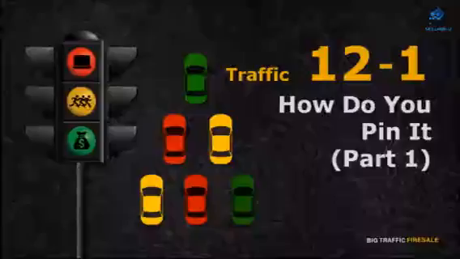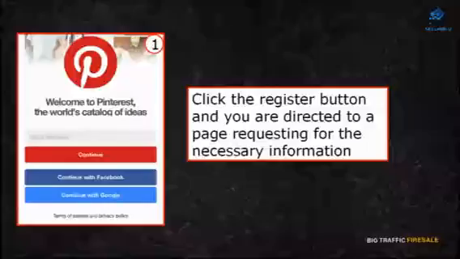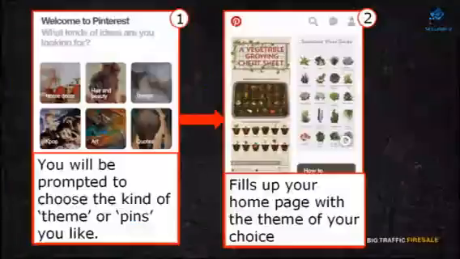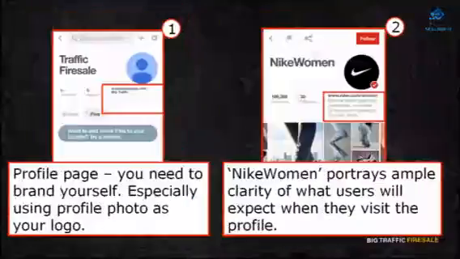Hello and welcome back. In this module, you learn how to set up your Pinterest account and start pinning. Like any social network application, you need an email to register. Click the Register button and you are directed to a page requesting for the necessary information. Once you've filled in the required fields, you will be prompted to choose the kind of theme or pins you'd like. Pinterest automatically fills up your home page with the theme of your choice. Then you're directed to your profile page.